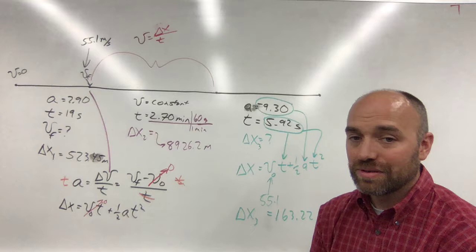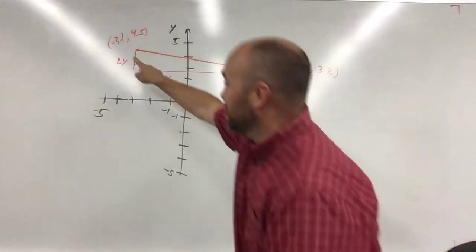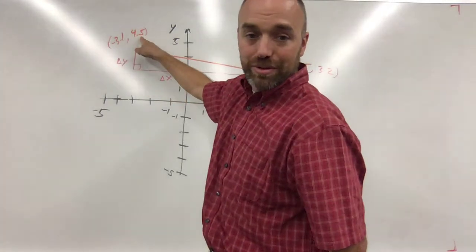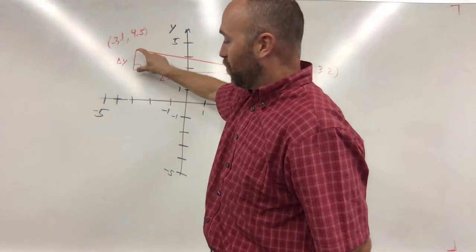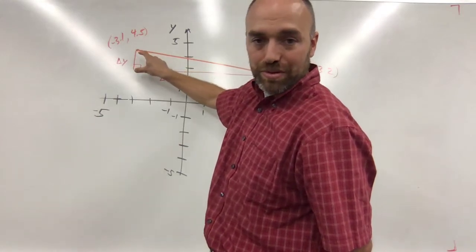How would you find delta y? It's probably trigonometry. I haven't done trig in a while. No, it's right here. It's buried in these numbers. Because this number says how far over and how far up. That's what this one means. And this one means how far over and how far up. And delta y means what's the difference in how far up.